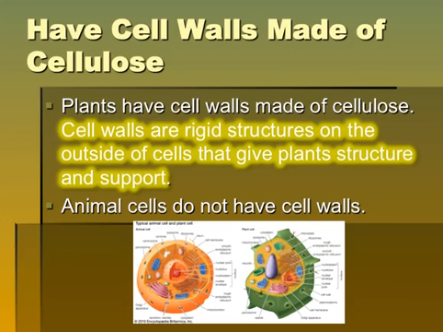Plants have cell walls made of cellulose. Cell walls are rigid structures on the outside of cells that give plants structure and support. Animal cells do not have cell walls. This is one way in which animal cells and plant cells are different.